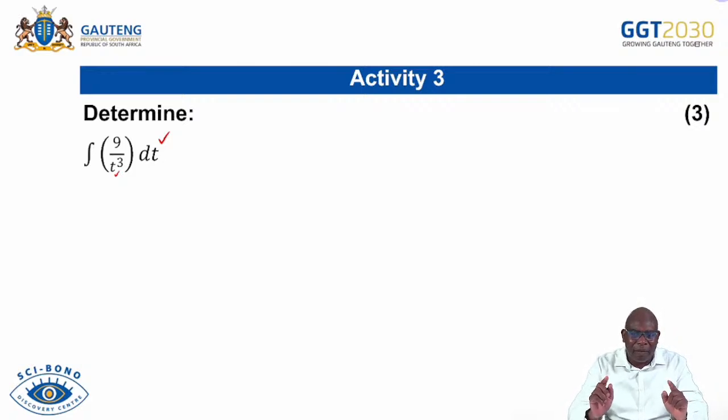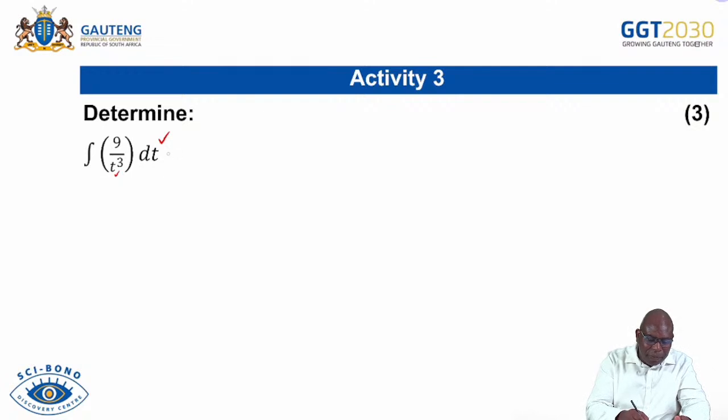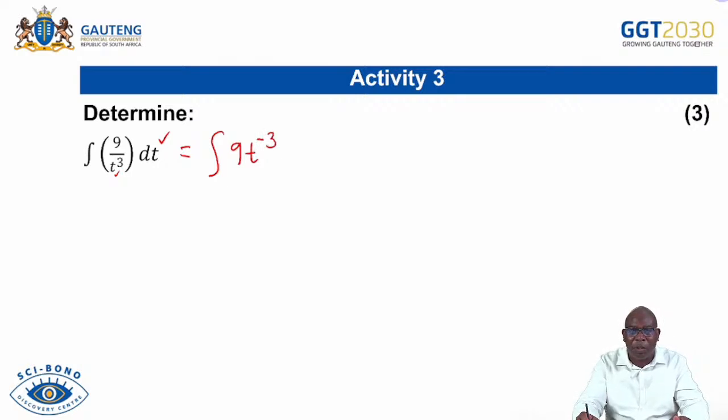The basic things that we need to know here is your exponents and your simplification. So here we're going to deal with exponent laws here. So I'm going to then say, this thing here is the same as, I haven't integrated, remember? So I'm going to say it's the same as 9t to the power negative 3. Remember your exponent laws? If I've got 1 over x to the power of n, this becomes x to the power of minus n. Remember your exponents here.